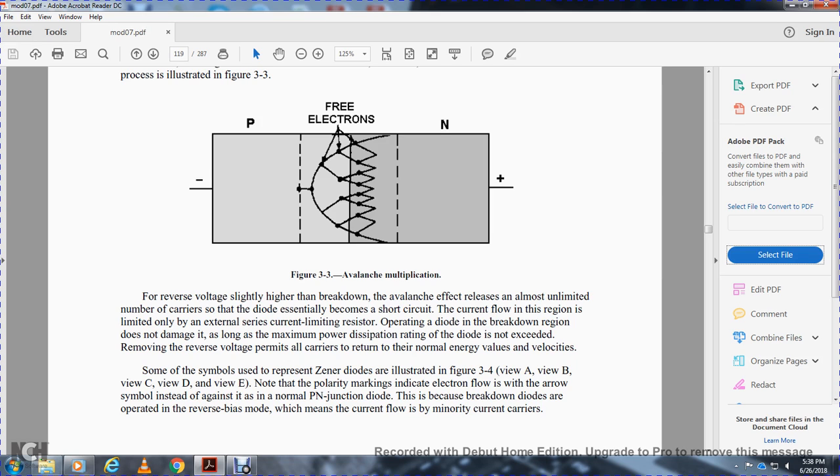The symbols used for the Zener diode are illustrated in Figure 3.4, views A through E. Note that the polar marking indicates that the electron flow is against the arrow in the area of the symbol, opposite to a normal positive-negative junction diode.